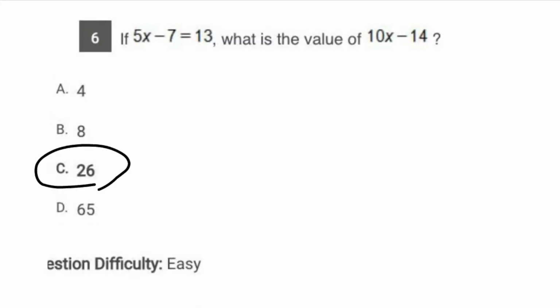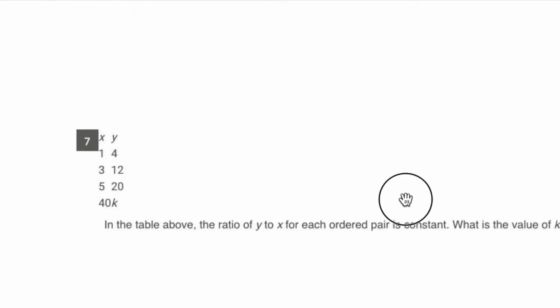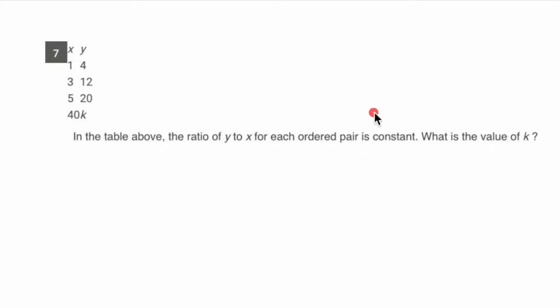Okay, number 7. Where is 7? Okay, 7's a little messy on here, so let me just straighten it up a little bit. There would be a line going down through here. The k is on the right-hand side of the table of values. So in the table above, the ratio of y to x for each ordered pair is a constant. What is the value of k?